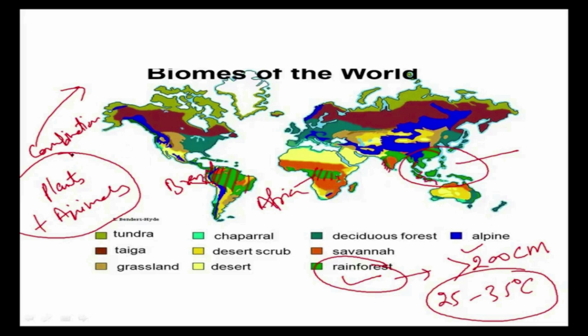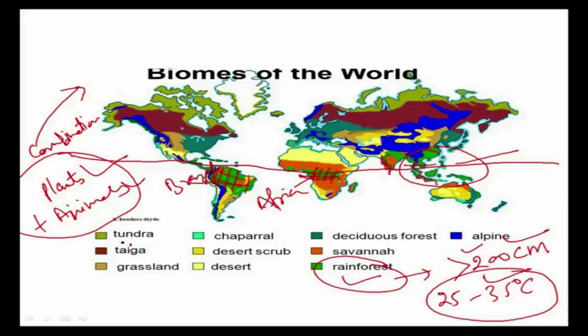Because this region passes through the equator or near the equator, the temperature condition and the rainfall condition are the same at these places. So that's why we are finding the same kind of plants and animals in all these places. So this is called the biome.